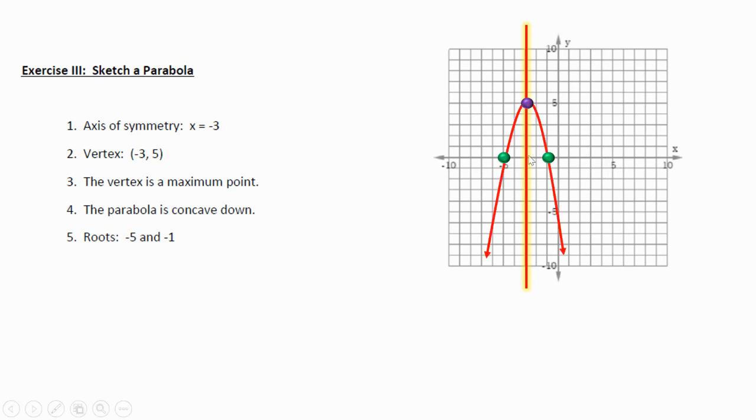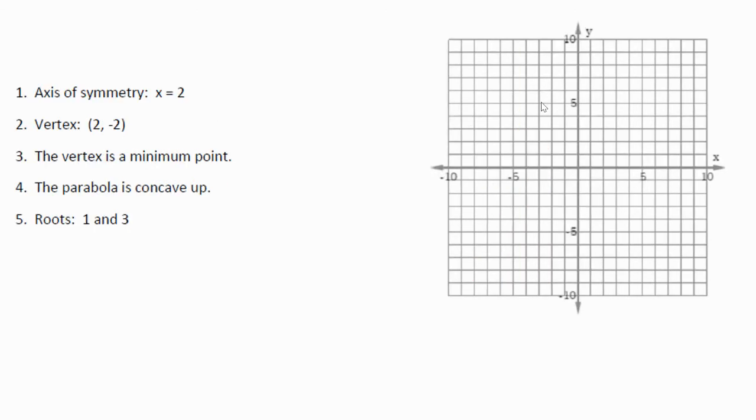And so this has an axis of symmetry at -3. It goes through the vertex, -3, 5. It has roots at -5 and 1. And it's concave down with a maximum point. That's how you would sketch a parabola. All right, let's look at another one.